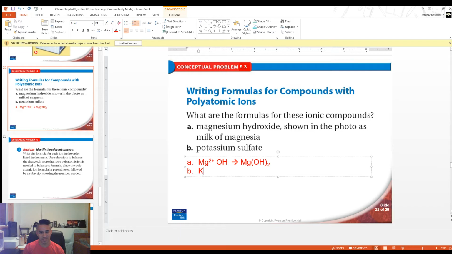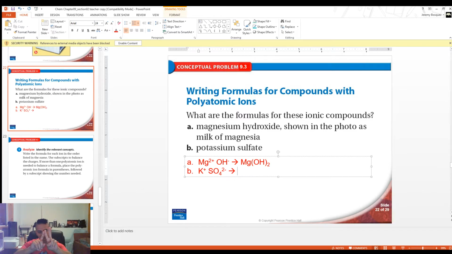For B, we have potassium sulfate. Potassium is K and makes a charge of +1. It's in column 1 on the periodic table. Sulfate is a polyatomic ion. It's on the back of your periodic table, and it makes a charge of -2. Again, if we look at this, we have +1, -2.